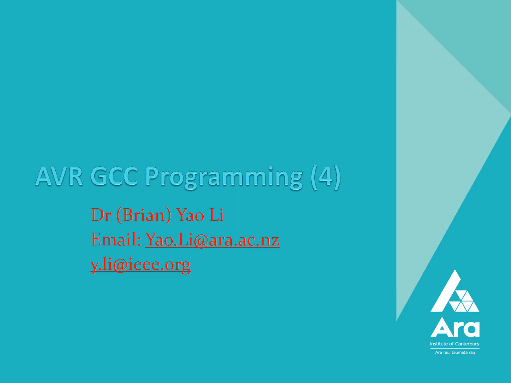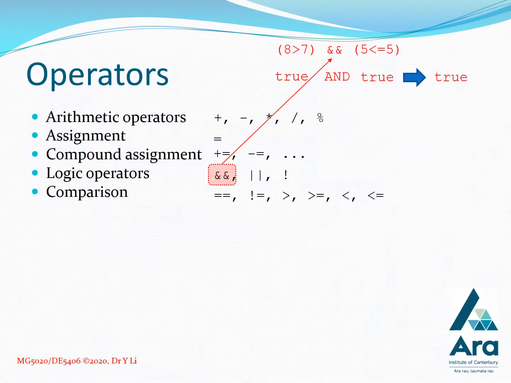This is part 4 of AVR GCC programming. We continue with other operators. The next group of operators are bitwise logic operators.